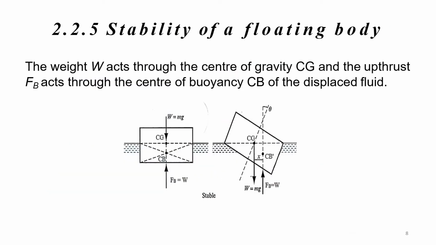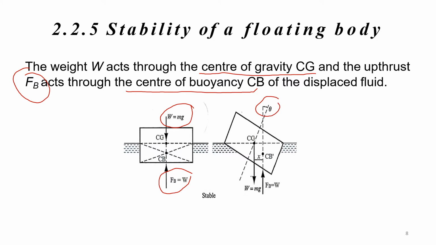Okay, then we look at the stability of a floating body that is partially immersed, or partially submerged. The weight acts at the center of gravity. So the same thing. And at the center of buoyancy, there is the buoyant force. Okay, so this is the equation, Fb equals W. And the weight is in Newton, Mg. Then the photo on the right side shows an angle that tilts the floating body. And the CG is still the same.